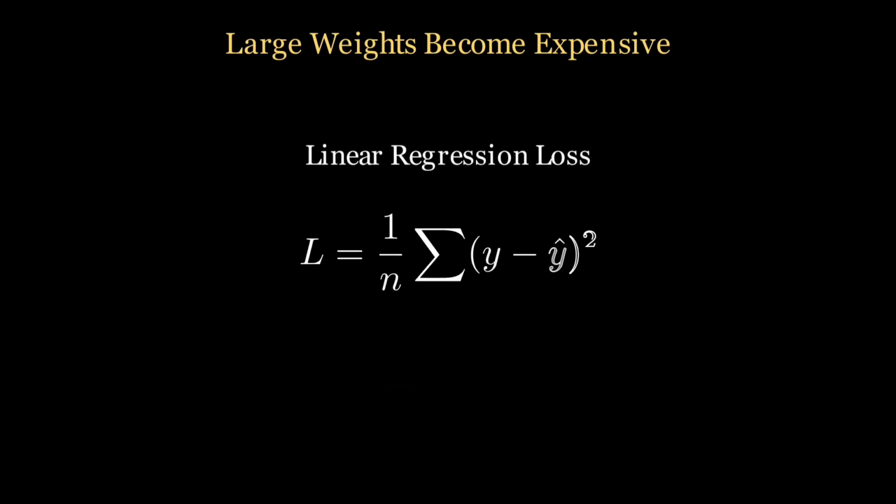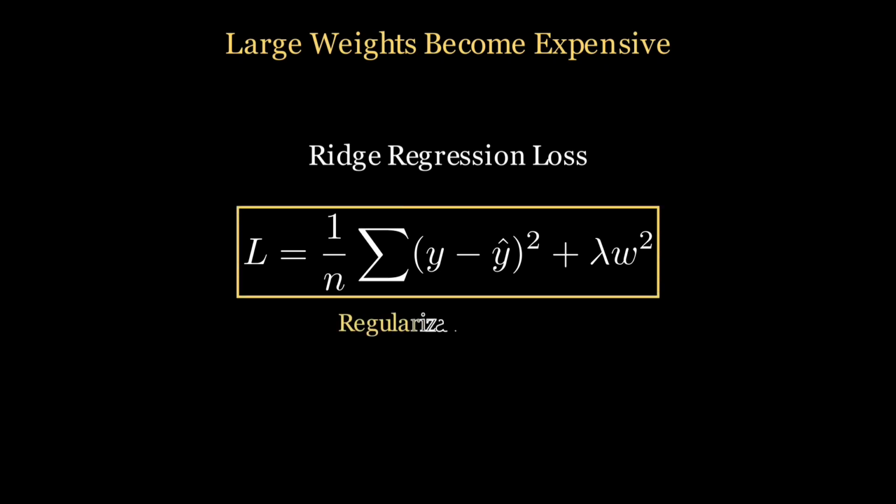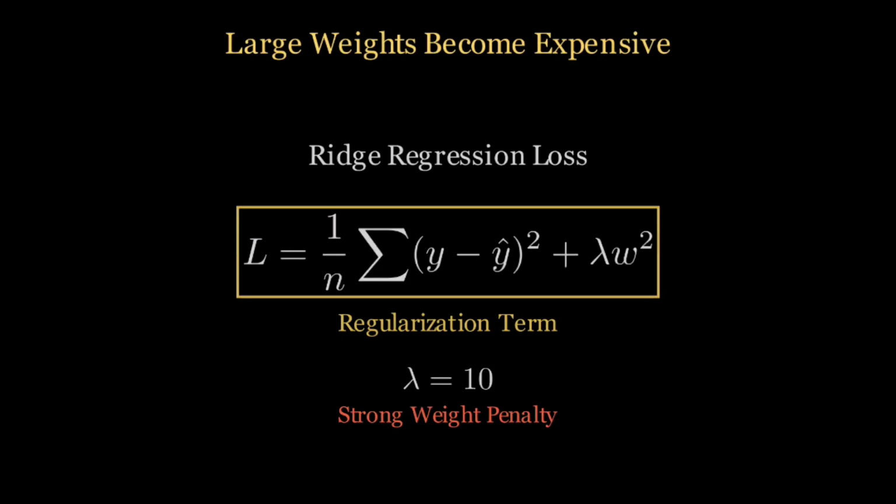Linear regression minimizes only the prediction error. Ridge regression keeps the same error term, but adds an extra penalty term. This additional term discourages excessively large weights. The parameter lambda controls the strength of the penalty. When lambda is 0, ridge behaves exactly like linear regression. As lambda increases, large weights become increasingly expensive.